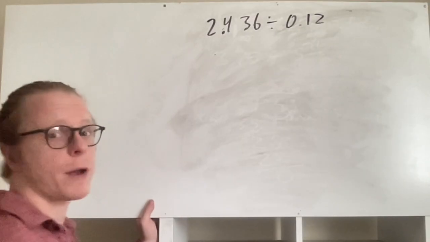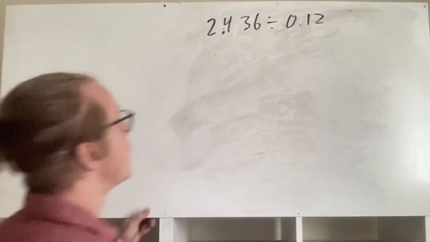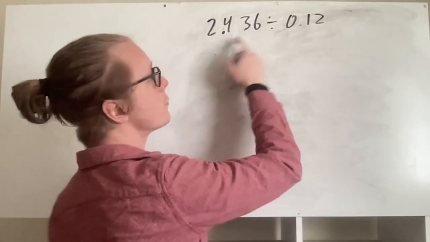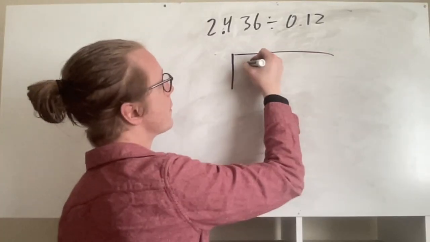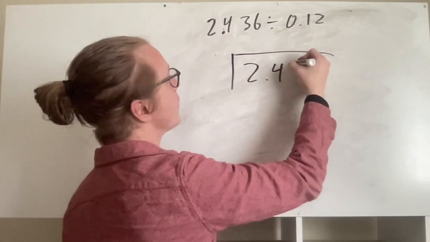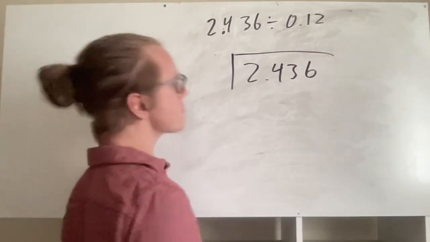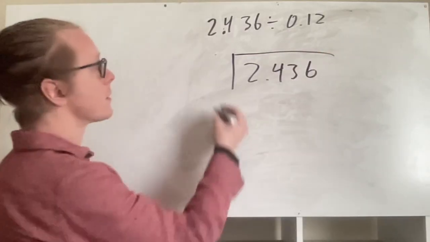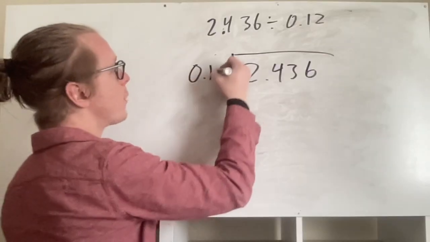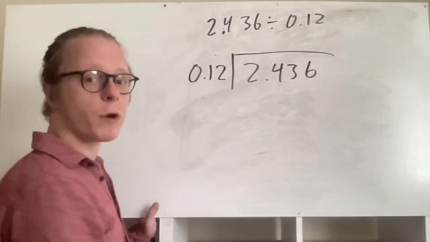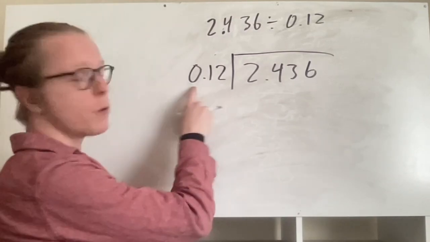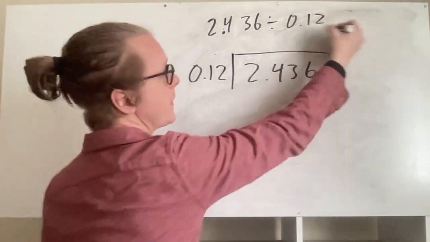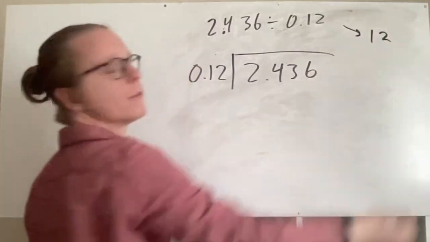Okay, so this is the last problem that we're going to take a look at. Again, you notice that we have decimal values in both the dividend and the divisor. Let's go ahead and set it up. 2 and 436 thousandths, or 2.436, and we're dividing it by 12 hundredths, or 0.12. So remember, we cannot have a decimal here. We need to turn this into a whole number. So we need to turn this into 12, okay?